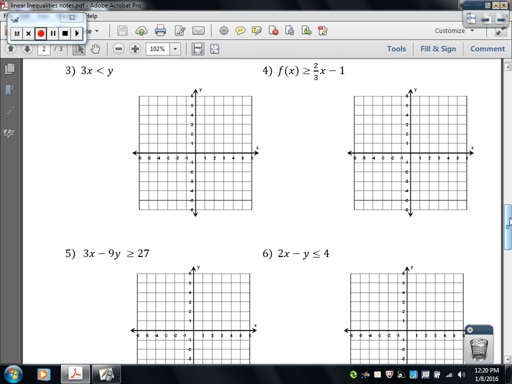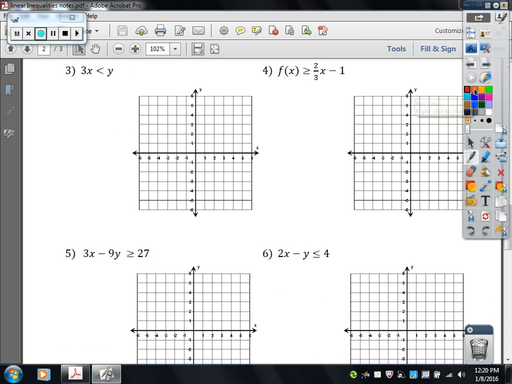All right. Let's do number 3. Is number 3 written in slope-intercept form? It is. It's just backwards. So you have your y. What's your slope for number 3? 3 over 1. And what's your y-intercept? 0. So where am I going to start here? At the origin. And what's my slope? What do I do? Up 3 to the right 1. Instead of going up 3 to the right 1, I can go down 3 to the left 1. Is this going to be a solid line or a dashed line? It's going to be dashed. Very good.